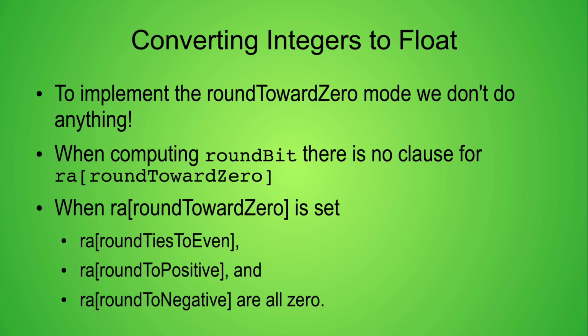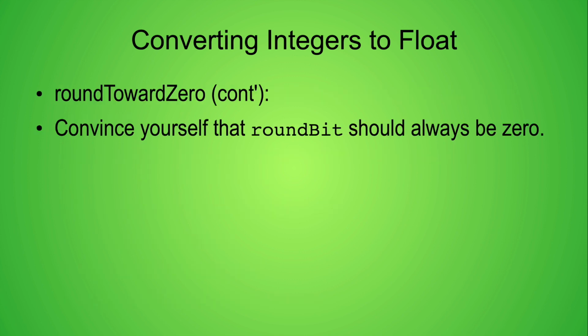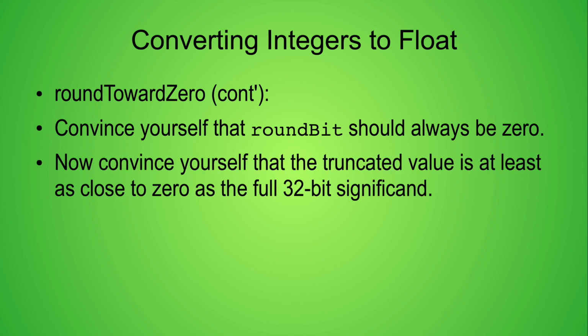By definition, when RA round toward 0 is set, then RA round ties to even, RA round toward positive, and RA round toward negative will all be false. This in turn means that each of the sub-expressions which use these values will also be false. So when RA round toward 0 is true, round bit will always be 0. Since round bit will always be 0 for this case, we will always truncate the last 8 bits, leaving a 24-bit significand, which will never be farther away from 0 than the original 32-bit input significand. Again, if needed, take a moment to convince yourself of that.